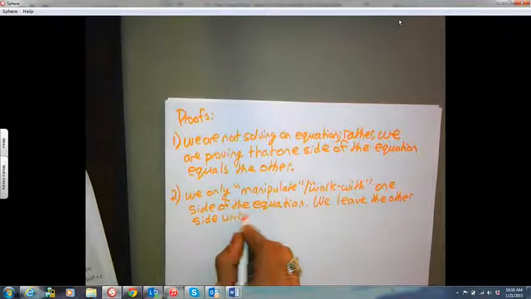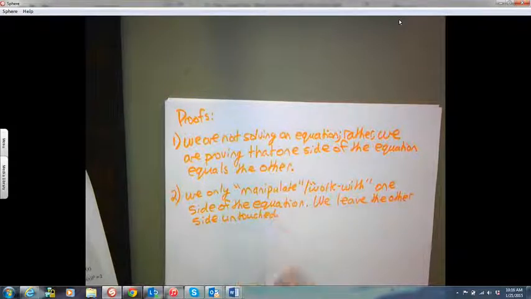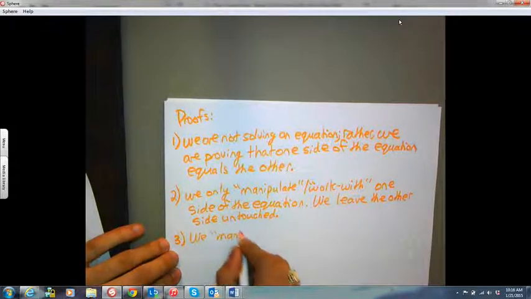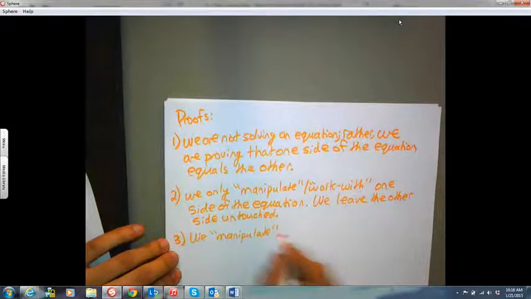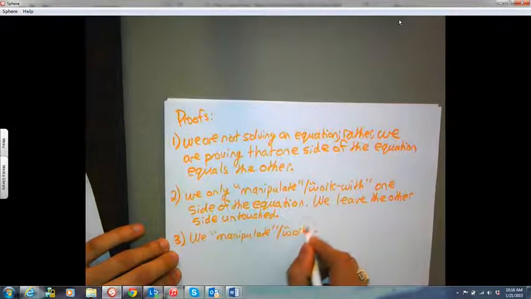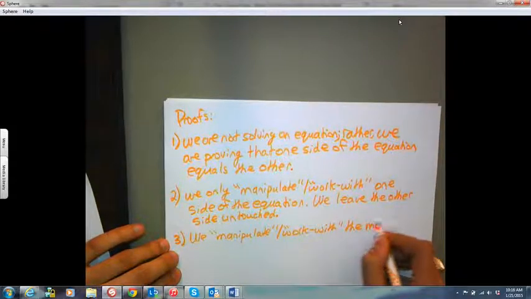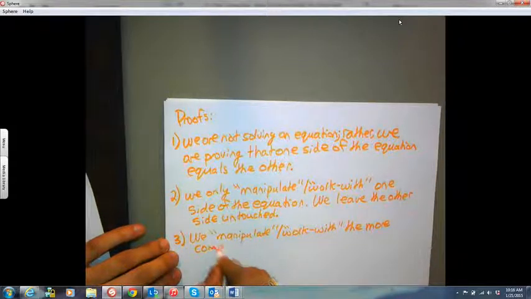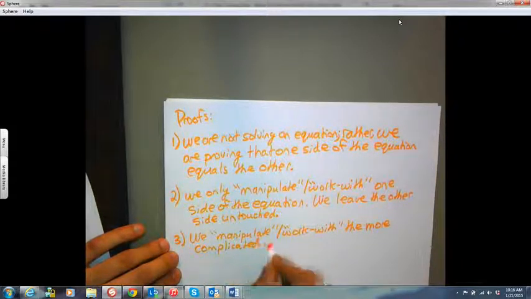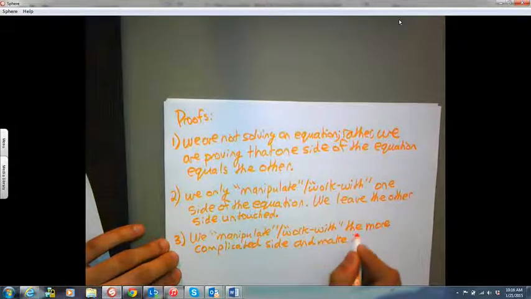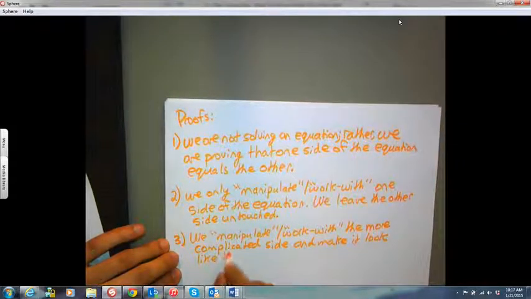And number 3 is we manipulate or work with the more complicated side. It will usually be very obvious which side that is. And make it look like the other side. These are the 3 things to remember about proofs.